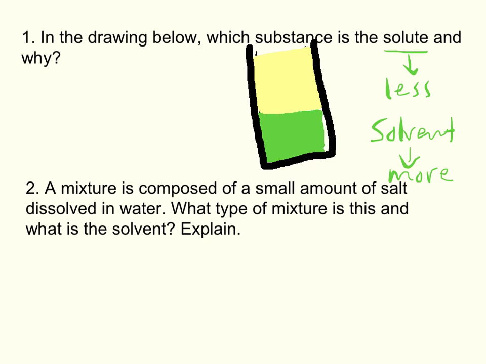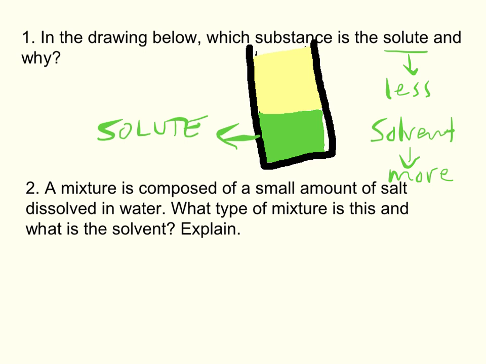So in this question that says, in the drawing below, which substance is the solute and why? Well, we know the solute is what you have less of by definition. So we just look at this picture, and it looks like we have less green substance. So we would say the green is the solute because there is a lower quantity of it in the mixture.